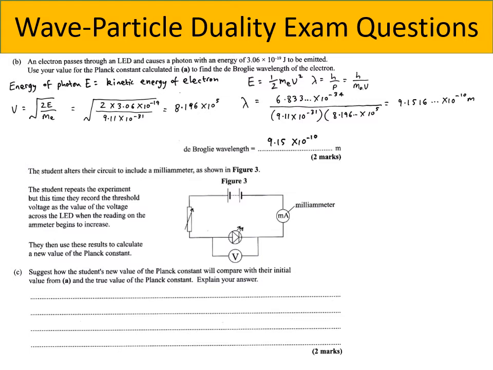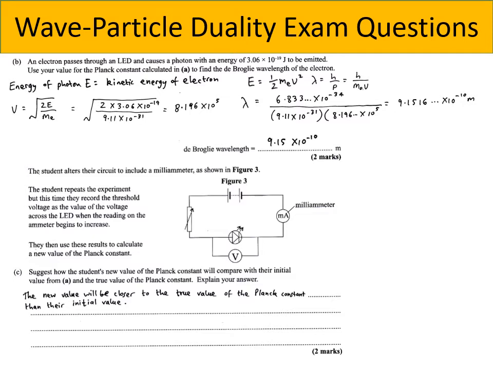So C asks you, suggest how the student's new value of the Planck constant will compare with the initial value from A and the true value of the Planck constant. Explain your answer. So for the first mark, we can say the new value will be closer to the true value of the Planck constant than their initial value.